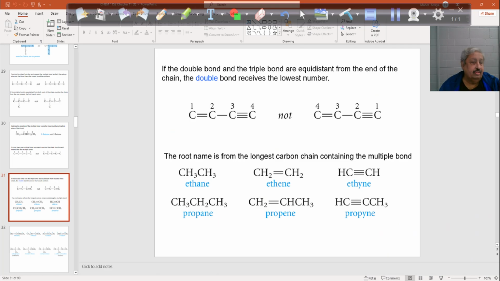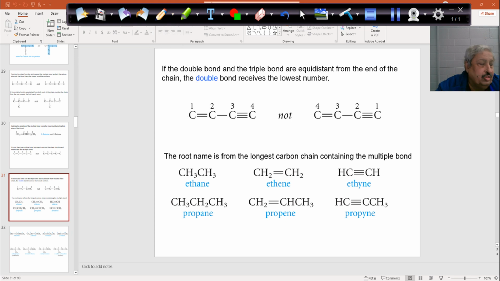Now we have to look at the priorities. Now we have the double bond. We know how to number those double bonds. If there are more than 1, then you have 2 of them, di. If there are 3 of them, tri. And if there are 4, it will be tetra. If there are 5, penta. So here it is, pentadiene.